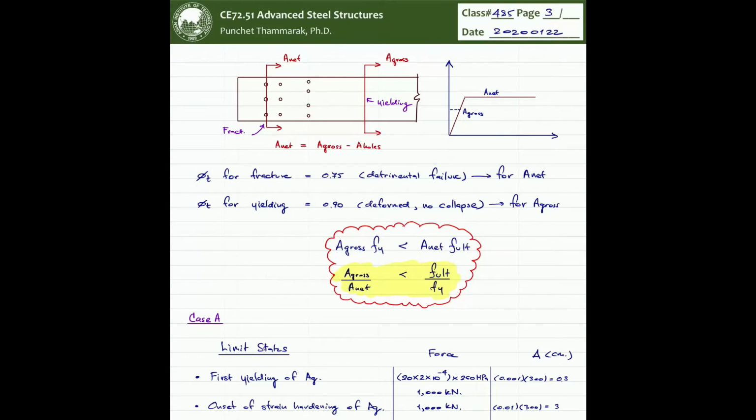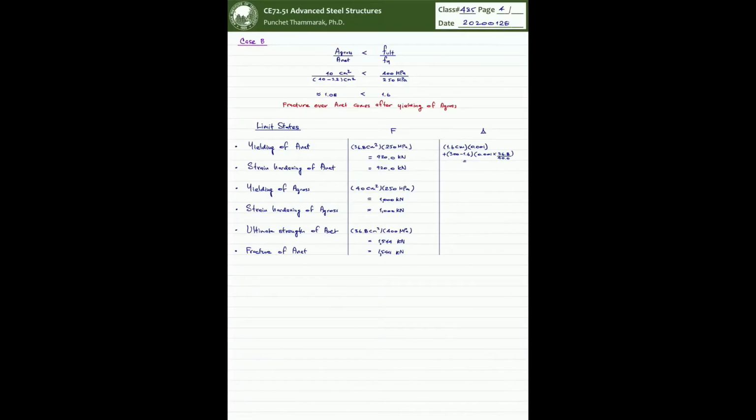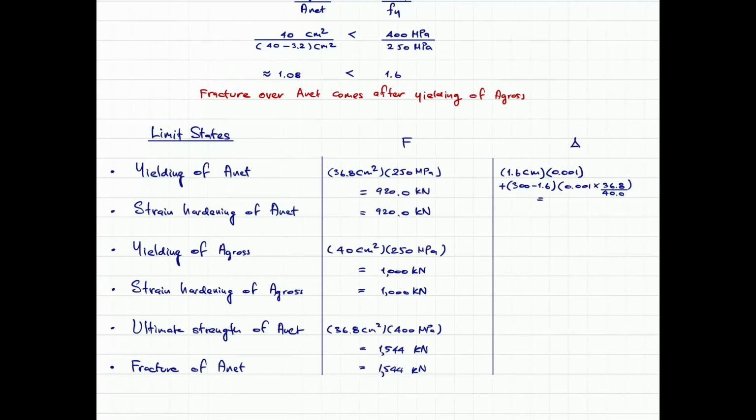So the strength reduction factor, or something that gives you the factor of safety, is lower. So 0.75 is the strength reduction factor that controls the fracture, whereas the yielding is controlled by 0.9 because it is the ductile kind of failure. Alright, so we will get through all these failure modes and limit states.